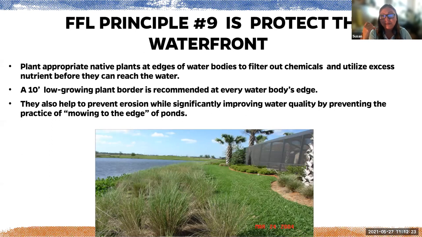And the last principle, number 9, is protecting the waterfront. So planting appropriate native plants at the edge of water bodies, low growing grasses and other native plants that will help to filter out the chemicals from that lawn that's nearby before it all reaches the pond and results in smelly, nasty, toxic algal blooms in that body of water. So a 10-foot low-growing plant border is recommended at every water body's edge that's not a mowed area, because mowing to the edge of ponds really does significantly increase the amount of nutrient going into that body of water, with the nutrient-laden grass particles that make their way in there. So having this 10-foot barrier is really advantageous.